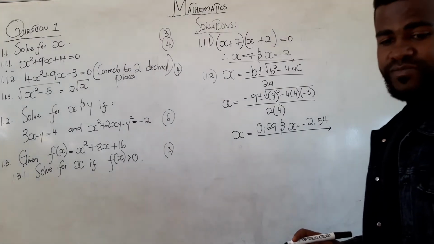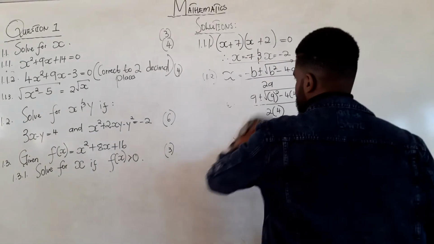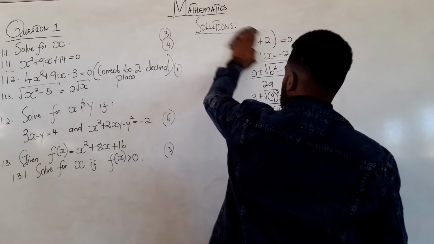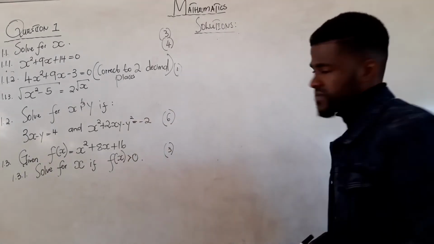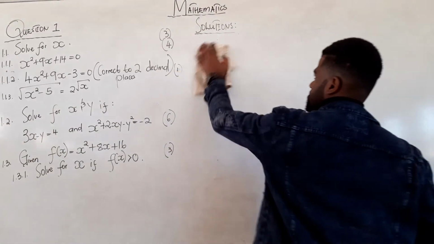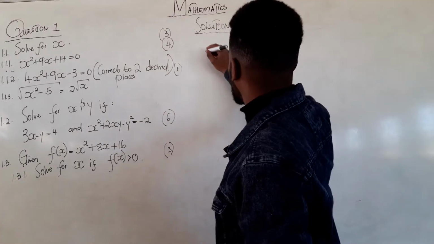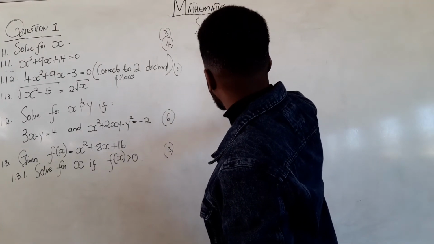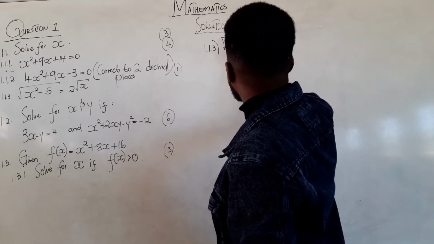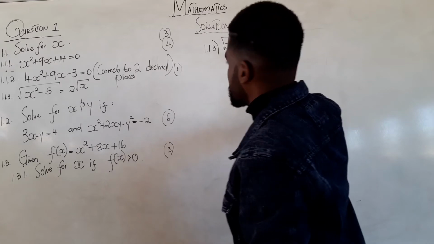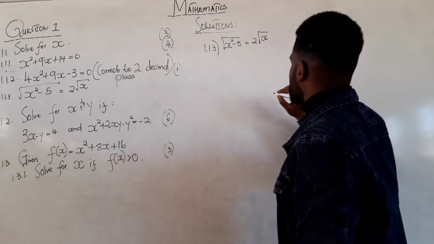The root of x squared minus 5 is equal to 2 into the root of x. Let me erase this part quickly. Therefore, 1.1.3, the root of x squared minus 5 is equal to 2 into the root of x.